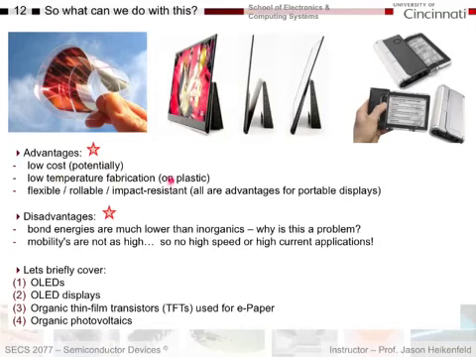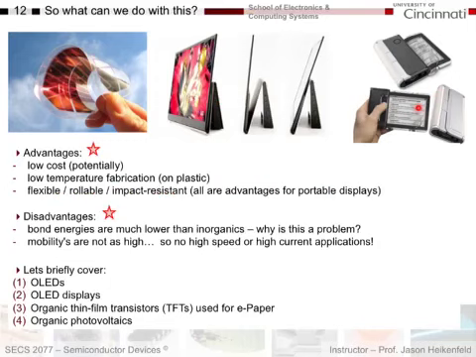Most importantly, I can put these things down at low temperatures, which means I can grow them on plastic. Unlike silicon, which requires 1,000 degrees Celsius to deposit, which is way too hot for something like plastic. So I can start to make flexible, rollable, and highly impact resistant devices, which is really attractive for things like portable displays. This is a rollable display technology shown here.